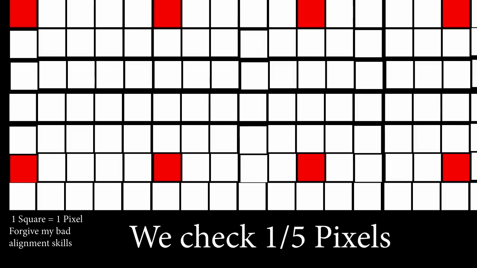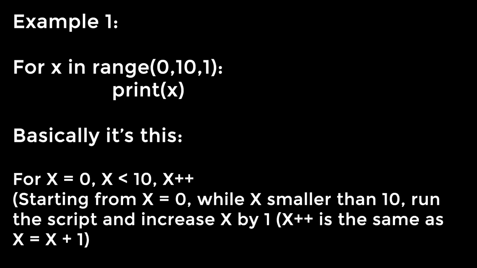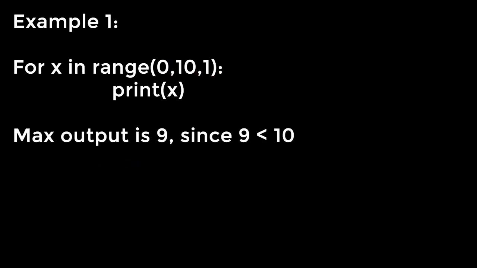Okay, so since checking every single pixel in our screenshot for a match is a bit overkill, we will instead check the first pixel, then the 5th, then the 10th, etc. But first, let me explain how a for loop works. Let's take this example: for x in range(0, 10, 1): print(x). This will output every single number starting from 0 up to 9. This means that the script will set x to 0, print out x, so 0, and then increase x by 1, which is the third value here. It will do this while x is smaller than 10. The maximum value this can output is 9.